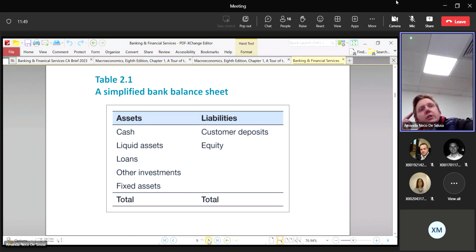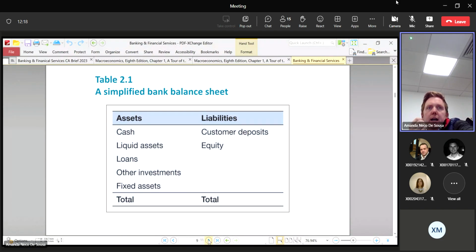Getting into chapter 2 then, this was quite a good but simplified chart. In order to better understand how banks work, you need to look at the financial statements, in particular the balance sheet. This slide, as I said before, just shows a very simplified balance sheet. You can see on the left hand side you've got your assets, which are your cash.